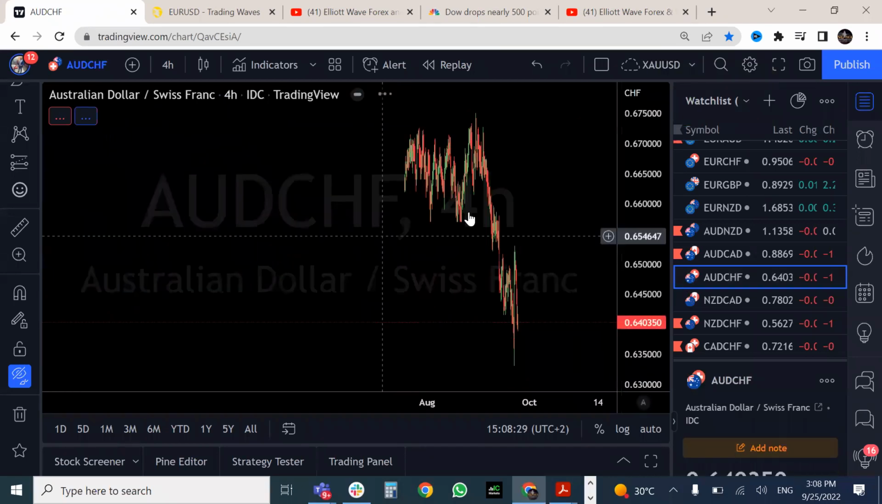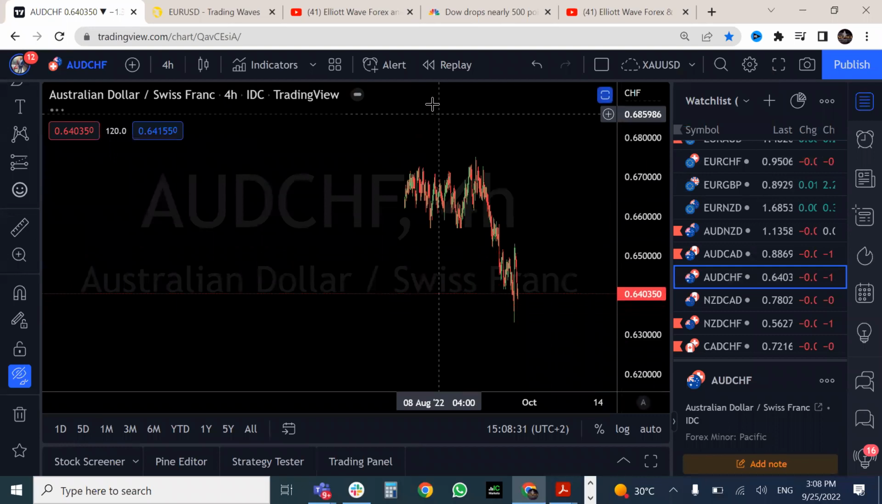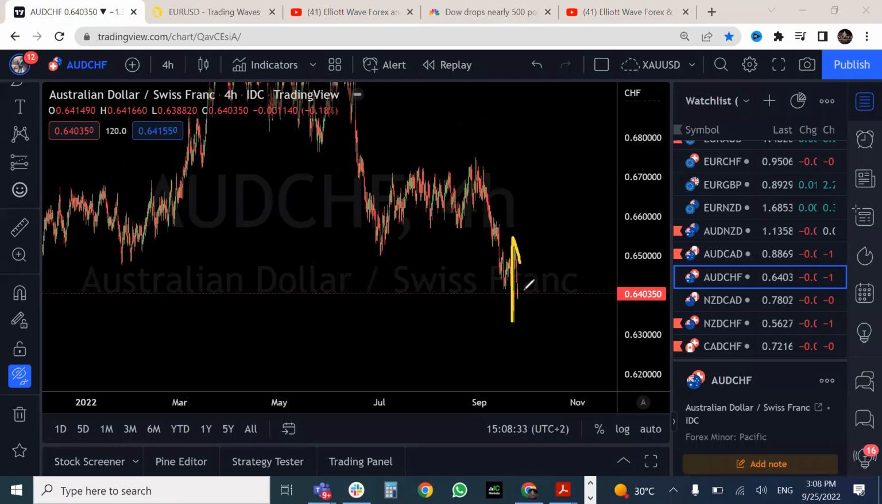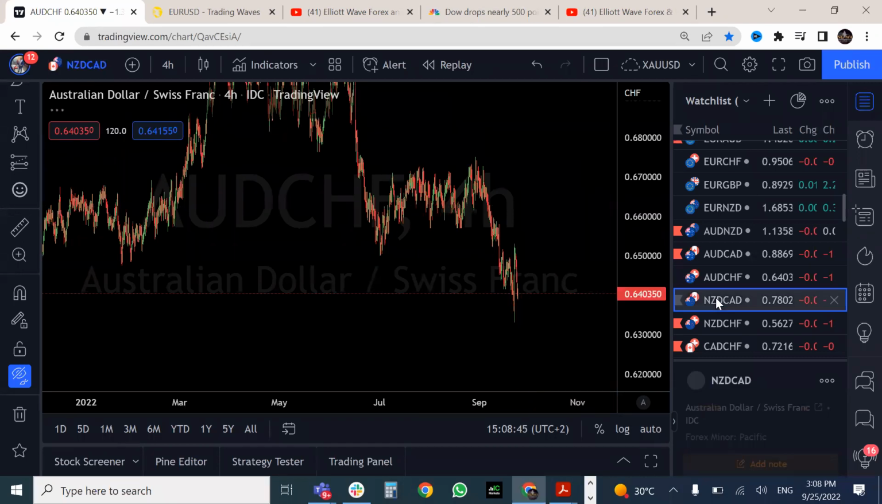AUDCHF, nothing new there, short squeeze, and then the downside. So you can see a short squeeze. We are still continuing to the downside. So since this move here that I've indicated during trade recaps, that is still continuing to the downside. So any pullback, opportunity to ride the trend to the downside.